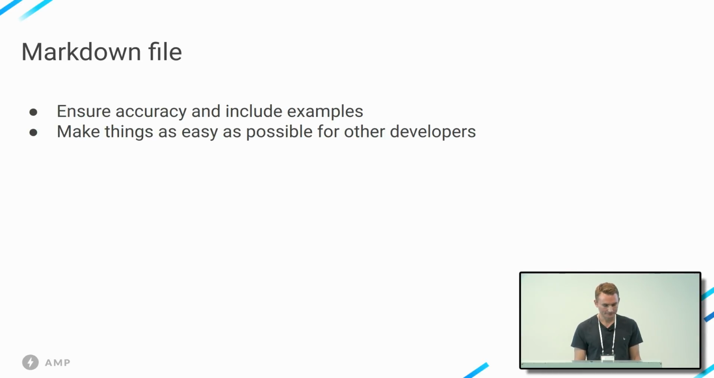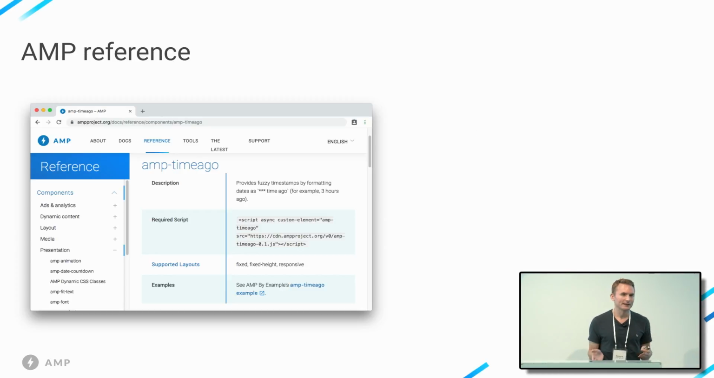And all of the content of this markdown file is pulled in and displayed on the AMP reference pages on ampproject.org. And that's often the first thing that comes up in Google. If you search for amp-timeago in Google, this is the first page that you get to. So it's really important from that point of view as well.